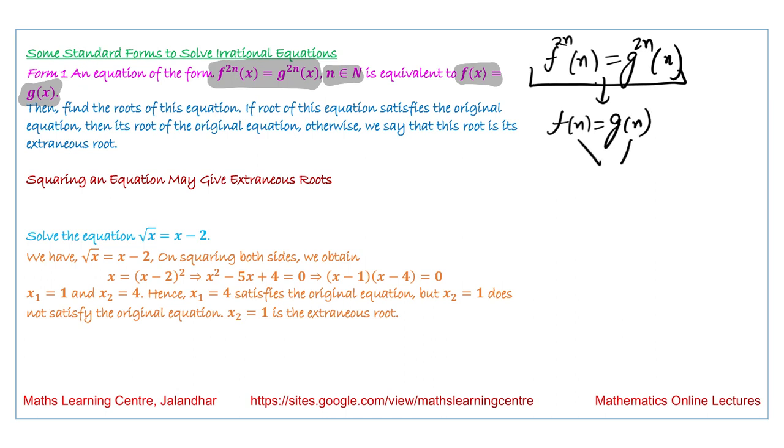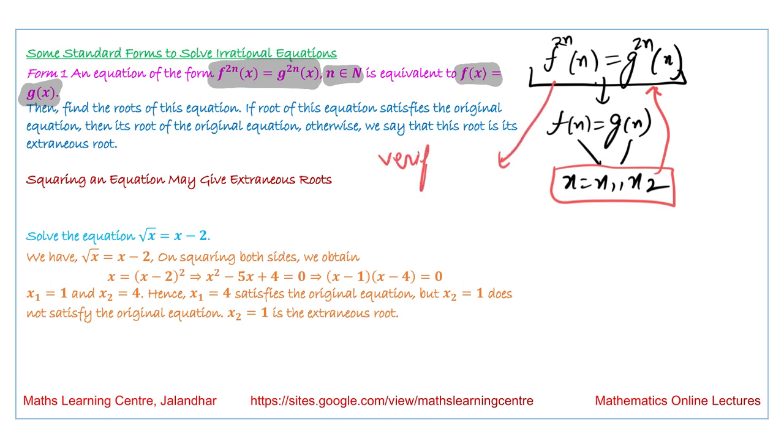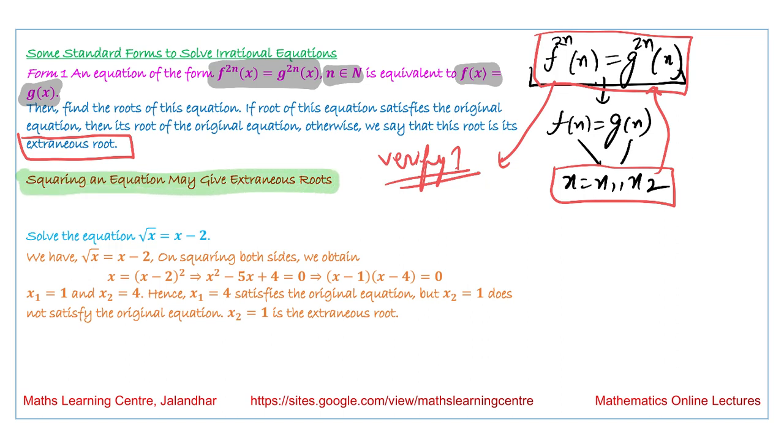Suppose the values of x we obtain are x1 and x2. Now what we have to do is substitute these values in the original system to verify whether they are actually roots or not. In some cases, it may happen that they are not the roots for this system. In that case, we will say that those are extraneous roots. So basically what we are saying is that squaring an equation may give extraneous roots.